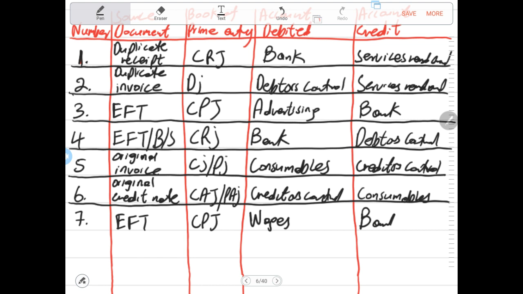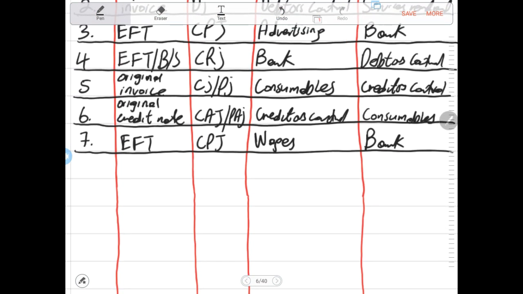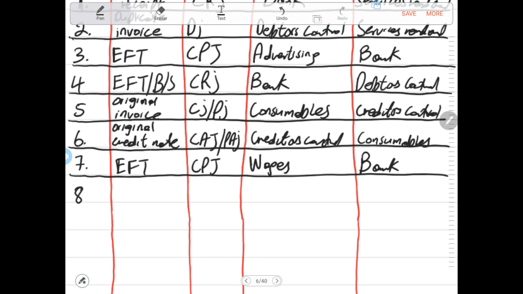Because money went out of the business, then bank must decrease. Remember, bank is an asset, and bank as an asset is decreasing now on the credit side because money went out of the organization to pay for wages. So if you start with this one, which is always clear, whenever money goes out, bank is decreasing on the credit side. The minute you record that, you know that the other account will be on the debit side. And in this case, it happens to be an expense of wages, and wages are increasing on the debit side all the time. Then we go to transaction number 8.